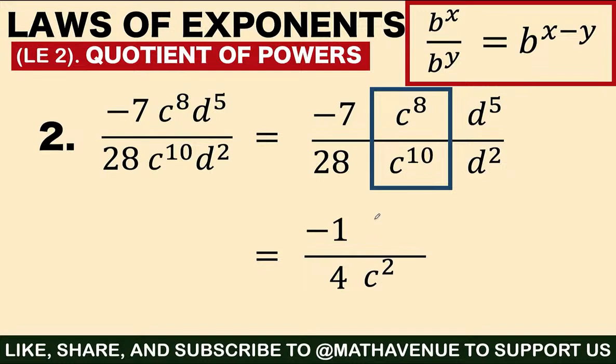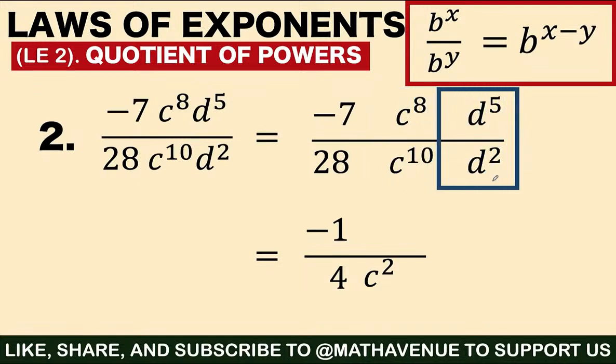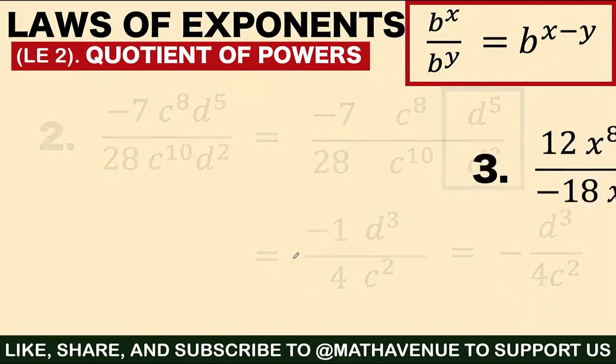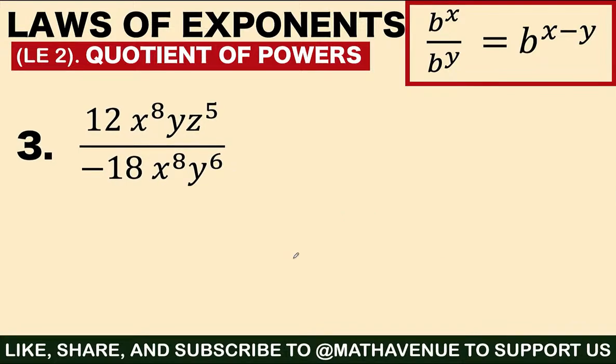We don't have to write the 1 anymore here because 1 times this number is still the same number. Then d to the 5th divided by d squared is equal to d cubed, because you have to subtract 5 minus 2 to get the exponent 3. Now, when you have a negative 1 here, you can also put the negative sign before the fraction to look like this. And that is now our final answer. Let's go to number 3. 12x to the 8 y z to the 5th divided by negative 18 x to the 8 y to the 6th.